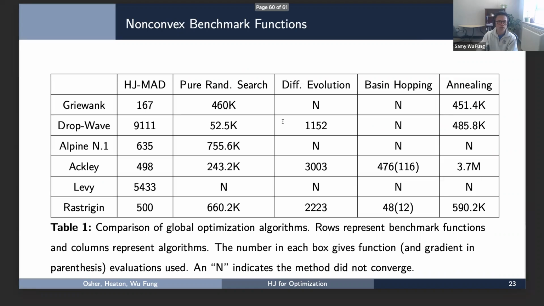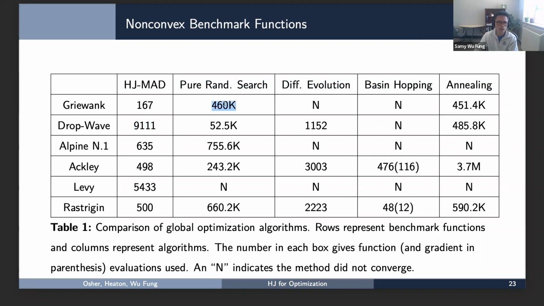Cool. Just as a final experiment, we compared this to, I believe, SciPy. We just got some black box global minimization algorithms, most of which are based on heuristics. And what we are plotting here is our approach, pure random search, differential evolution, basin hopping, and annealing. And what we're showing here are function evaluations.